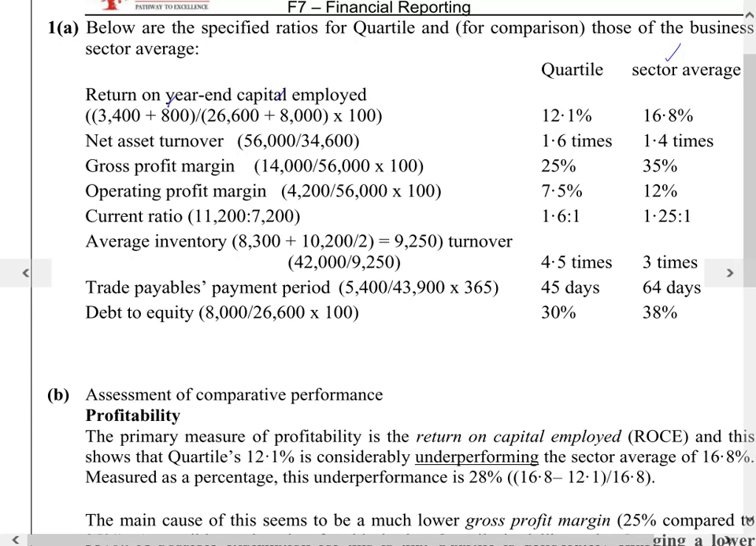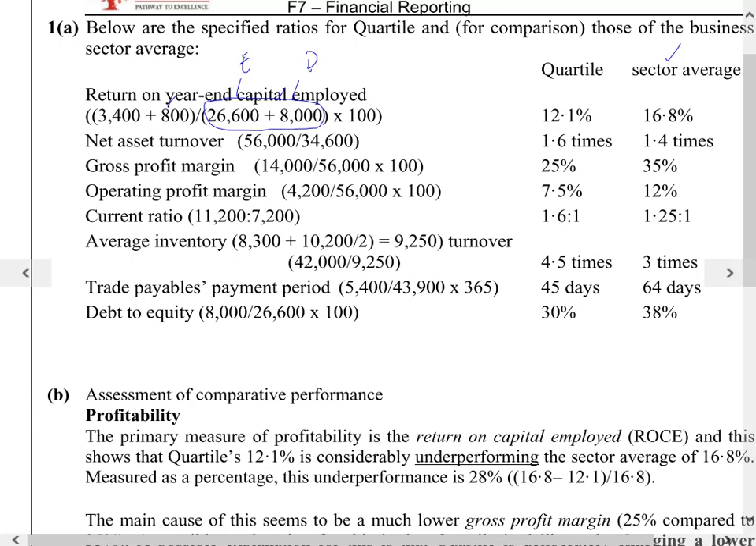So 12.1. Net asset turnover is your asset turnover, and it's sales divided by capital employed. There, up here. This is my capital employed. So 34.6. This is equity, this is debt. GP margin, operating margin, current ratio, average inventory turnover, average inventory divided by cost of sales. Yeah. Debt to equity, no issue.